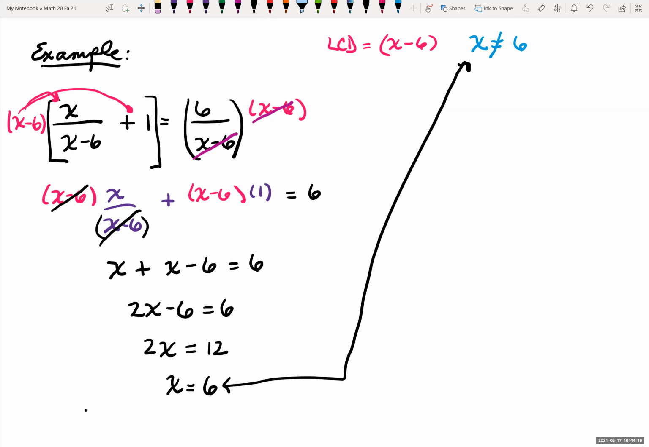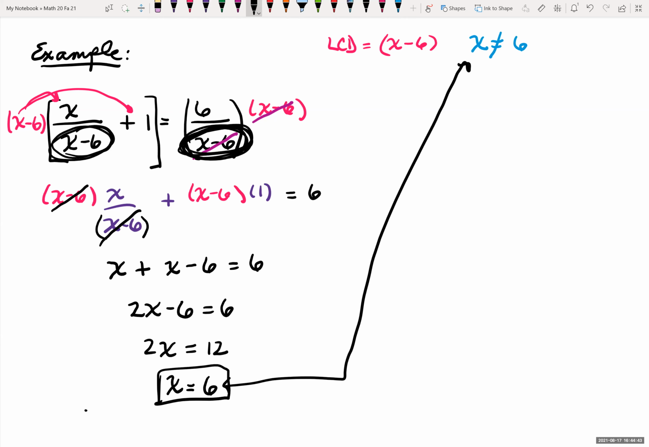We need to keep that in mind if we do a homework problem that has an example like this. Exactly. When you start an equation and you have variables in your denominator, you always have to be careful and make sure that your solution doesn't make that denominator equal to 0.